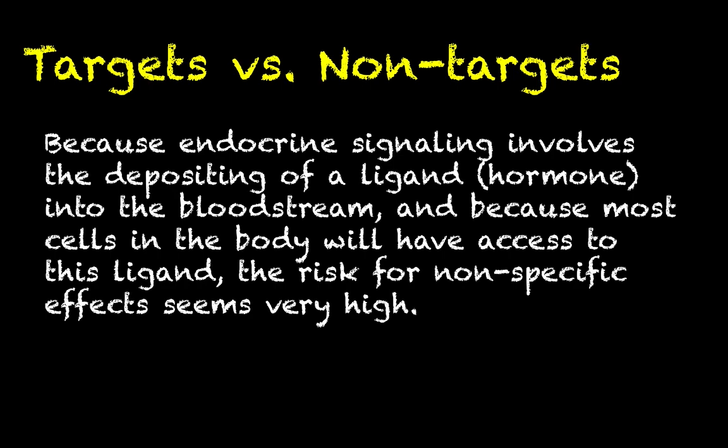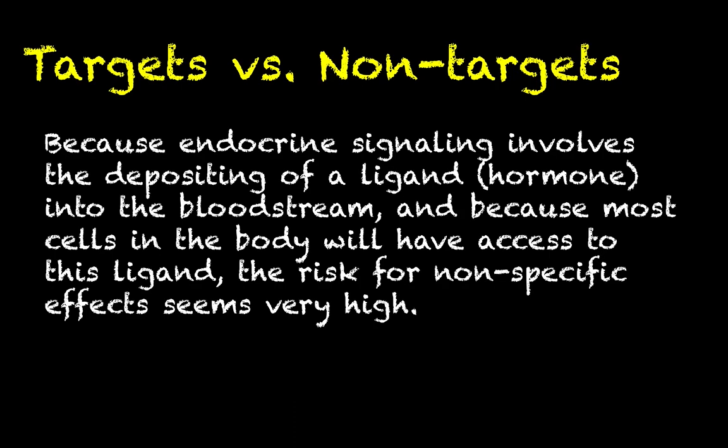So this applies to all types of cell signaling, but in the coming videos we're going to really start focusing on endocrine signaling, so what I'm about to say specifically relates to that. But because endocrine signaling specifically involves depositing your hormone into the bloodstream, and the bloodstream is going to distribute this hormone far and wide in the body, and most cells in the body are going to have access to what is in the bloodstream, not just nutrients and oxygen, but also hormonal regulators that are in the blood. That would indicate to you that the risk for non-specific effects of the hormone is very high.